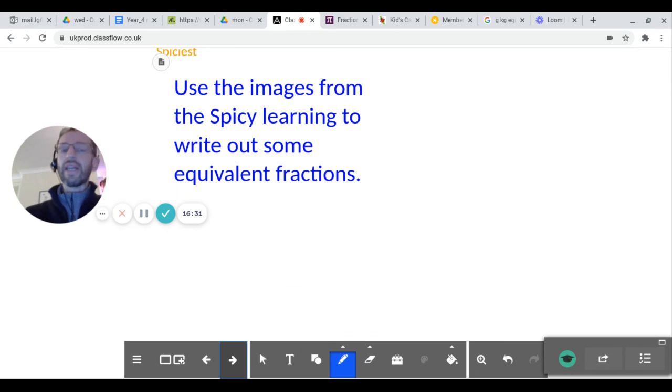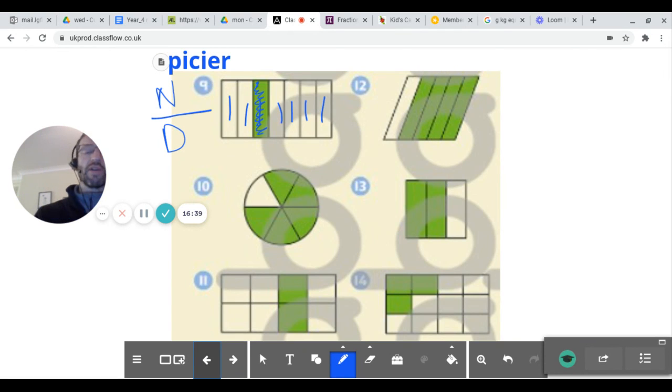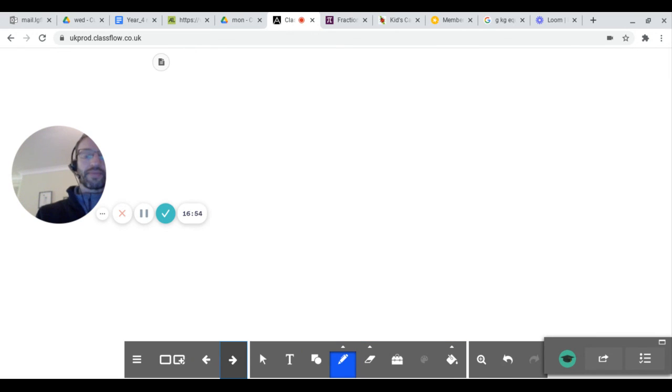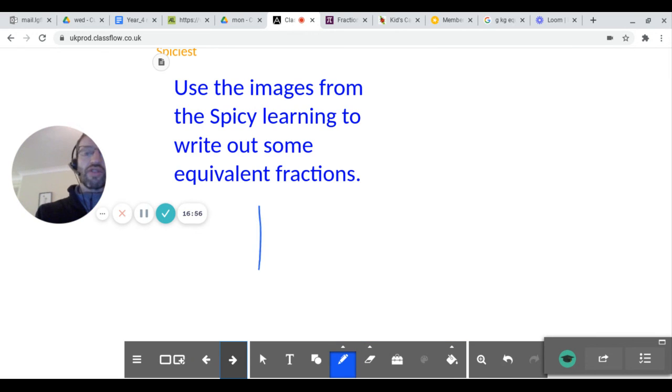If you want to go super spiciest, then you've got to use the images from the spicy learning to write out some equivalent fractions. Images from the spiciest lesson. Let's have a look at that. Here's the spicier learning. Equivalent fractions. What were they? If you remember, that's fantastic. If you don't remember, I'll show you now. Here we have a fraction represented in a picture. I'm going to do number 13 as an example. Let's draw that out. This is number 13.